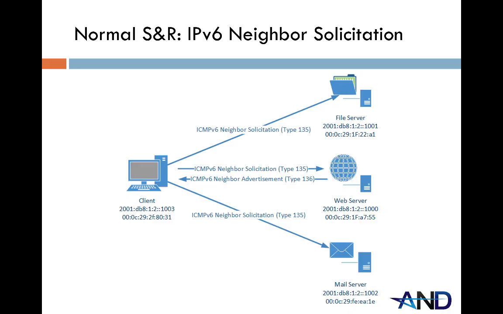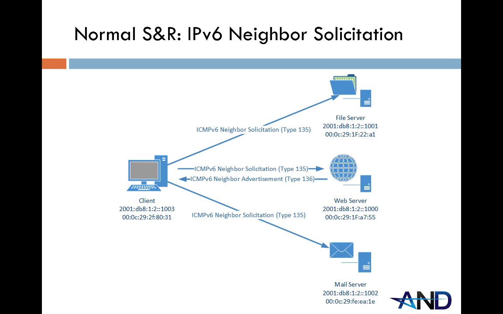And the packet basically says, hi, my network address is 2001:db8:121::1000, and my MAC address is 000C291FA755. So once this is done, the client now knows how to communicate with the web server, and that communication can now begin. So that's not too complex.